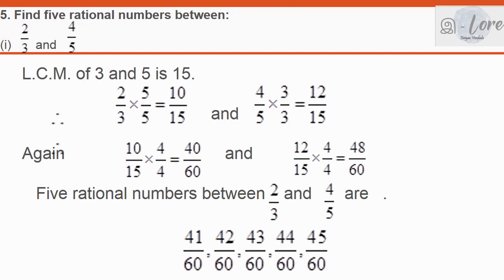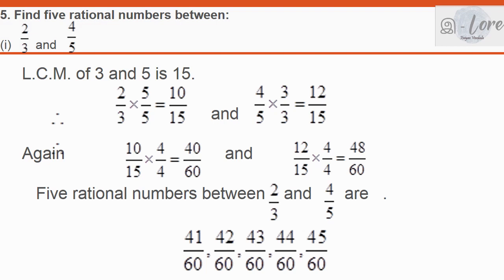Find a rational number between 2 by 3 and 4 by 5. Here too the denominators are not the same, so we have to find the LCM of 3 and 5. The LCM of 3 and 5 is equal to 15, where for the first term we multiply by 5 by 5 and for the second term by 3 by 3, so that the denominators become equal. So 2 by 3 into 5 by 5 is equal to 10 by 15, and 4 by 5 into 3 by 3 is equal to 12 by 15. Between 10 by 15 and 12 by 15 we have only one rational number, which is 11 by 15.